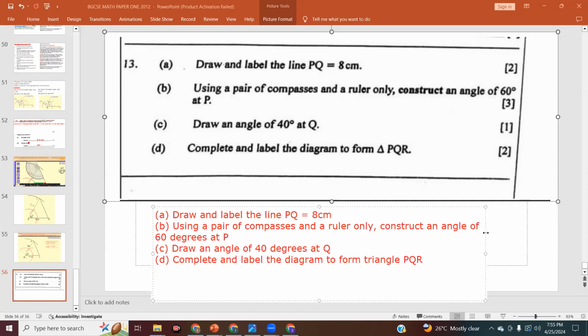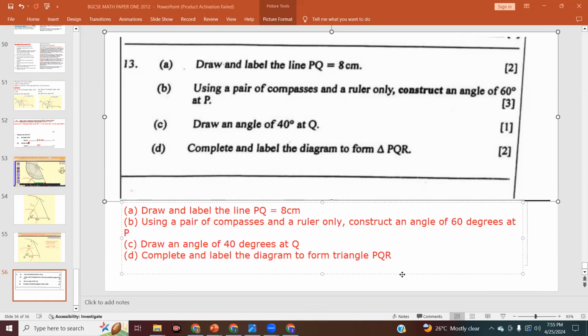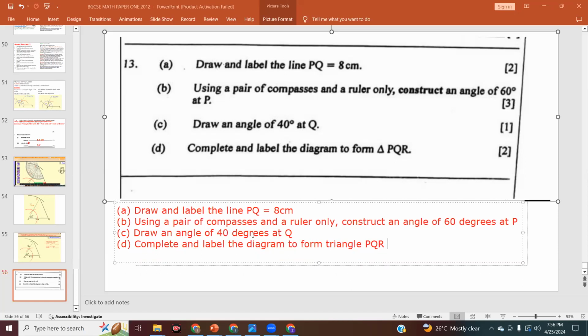Complete and label the diagram to form triangle PQR. So we want to draw and label the line PQ at 8 centimeters. Using a pair of compass and ruler only, construct an angle of 60 degrees at P. Draw an angle of 40 degrees at Q. Complete and label the diagram to form triangle PQR.